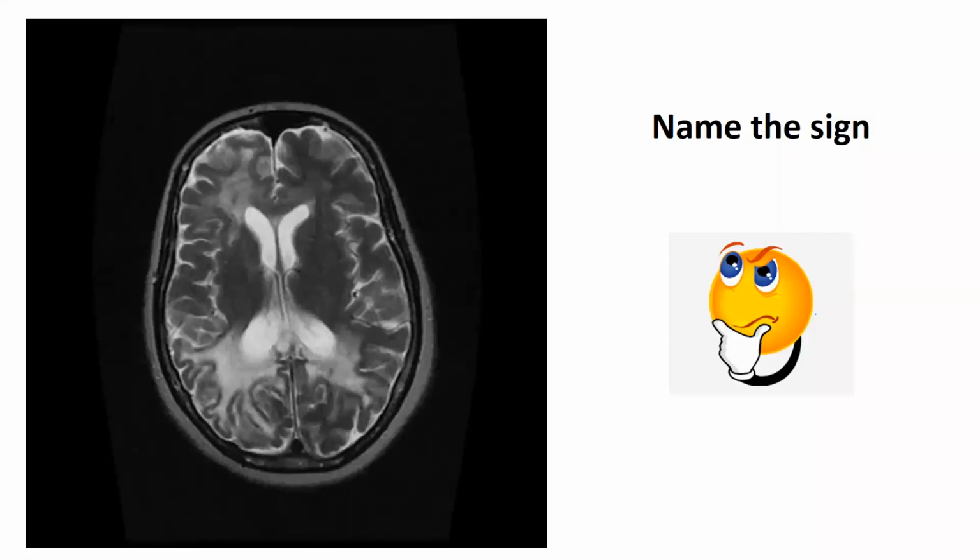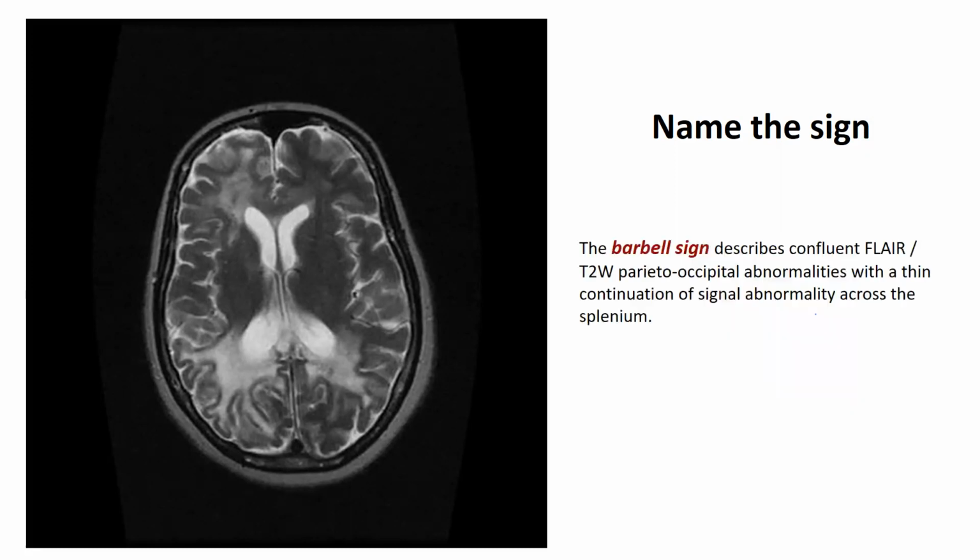Yeah. So what is the sign? I don't know the sign. So this is known as the barbell sign. Like you mentioned, there are confluent FLAIR and T2 hyperintensities involving the parieto-occipital cortex, and there is a continuation across the splenium of corpus callosum, and this is called the barbell sign.